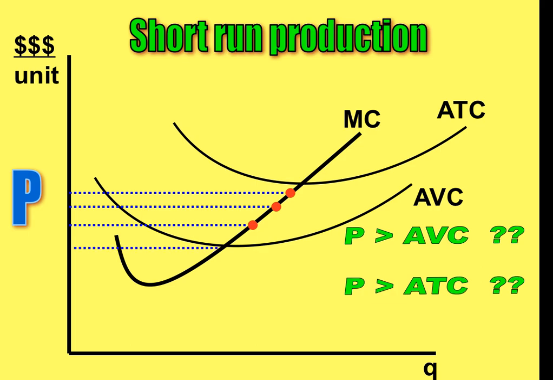What if the market price is right here at the bottom of average variable cost? Well, they'd be indifferent to producing here, in fact. Actually, if they produce, they'd make the same as if they didn't produce.